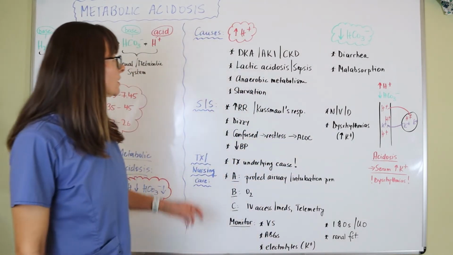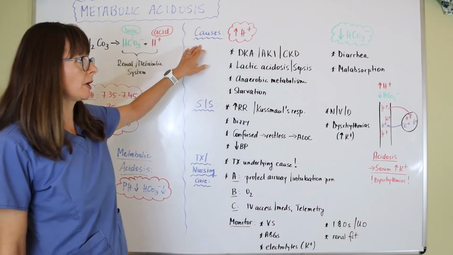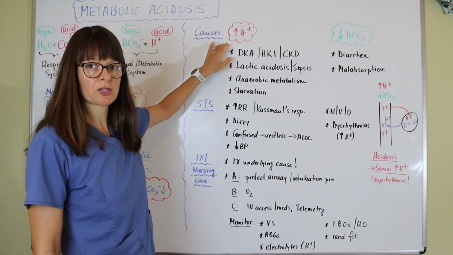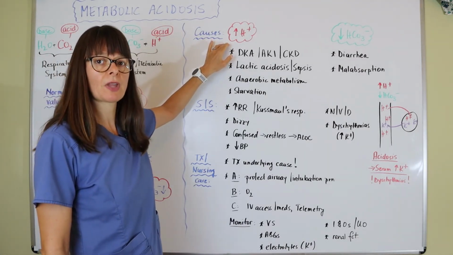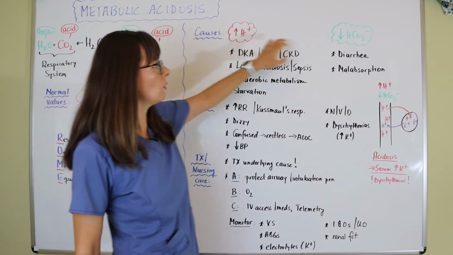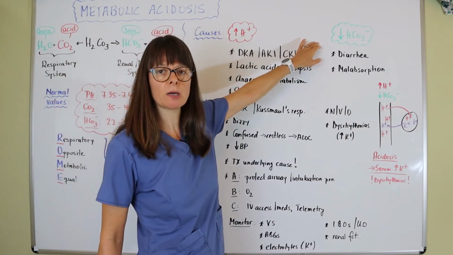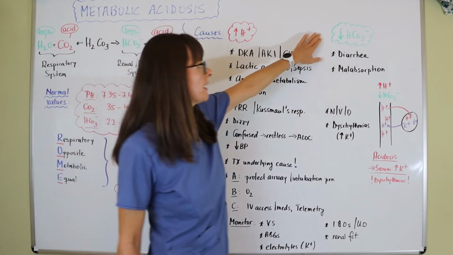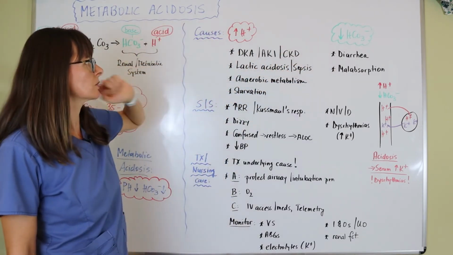And then over here, causes for metabolic acidosis can either be too much hydrogen ion, so too much acid in the system, or a loss of bicarbonate, so not enough bicarbonate, which leads to acidosis.